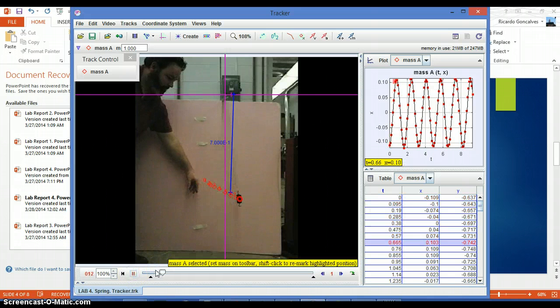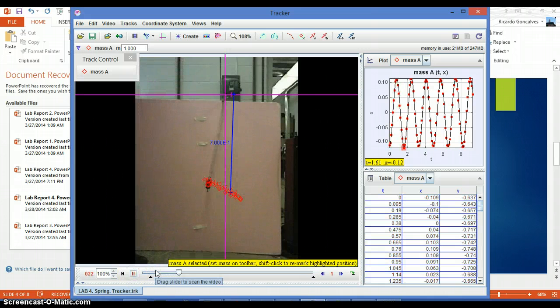If we play it, we will see how the mass of the spring is moving in an oscillating form. Here are the values. This is the time, this is the initial position in the x coordinate, and this is the initial position of the y coordinate.